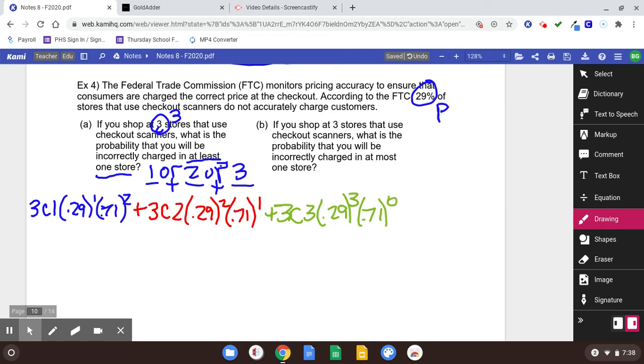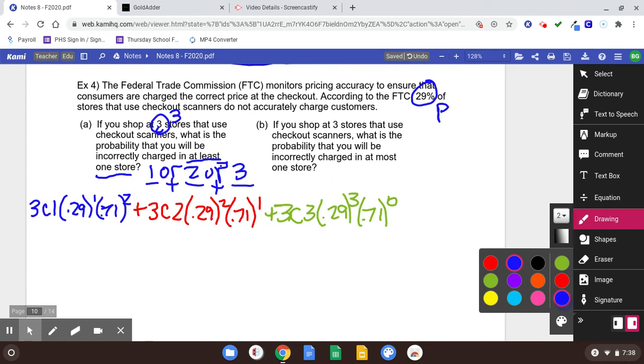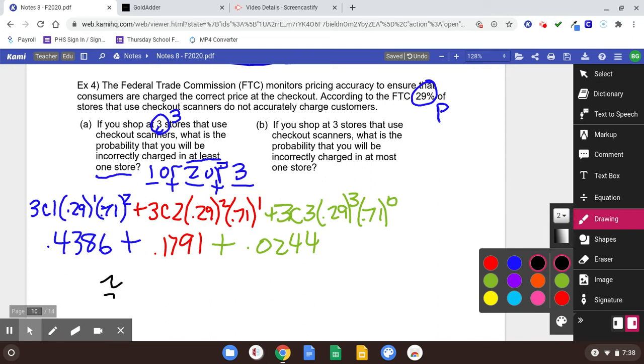Okay. So I think you're probably getting the hang of the formula. When you plug this blue one in, you're going to get about 0.4386. And then you plug the red one in, you get about 0.1791. And then we're going to have the green one, and that's 0.0244. Add them all together, and you get about 0.6421. Now notice I rounded off.